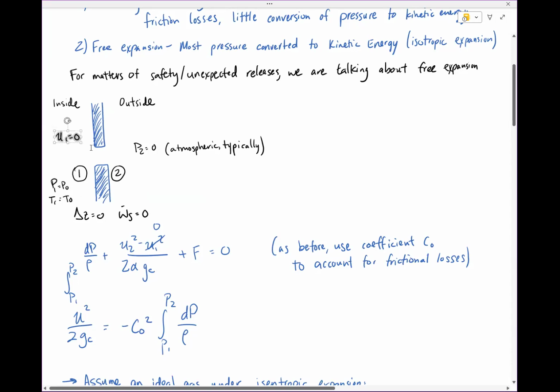Similarly, we will define the velocity inside to be 0, and the velocity outside will be some number that we are going to try to calculate. And again, that's what we want to know. We want to know the exit velocity because that is going to enable us to calculate the exit flow rate. So for flow through a hole, we have no change in height. We also have no shaft work, so those terms can cancel from the energy balance.